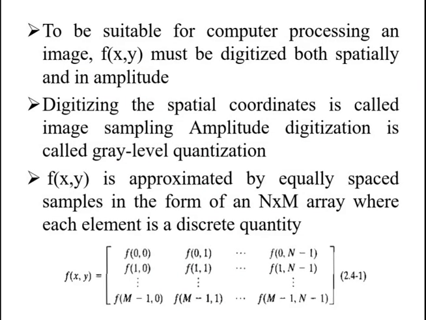To be suitable for computer processing, an image f of x y must be digitized both spatially and in amplitude. Digitizing the spatial coordinate is called image sampling, and amplitude digitization is called gray level quantization. F of x y is approximated by equally spaced samples in the form of an n by m array where each element is a discrete quantity. The matrix shows the representation of a digital image in matrix form.